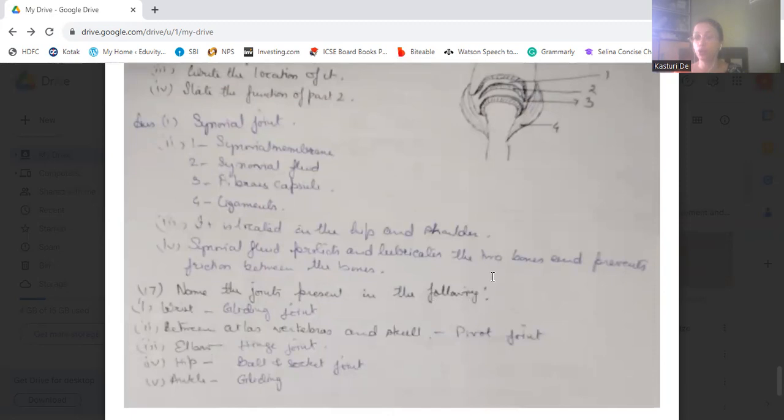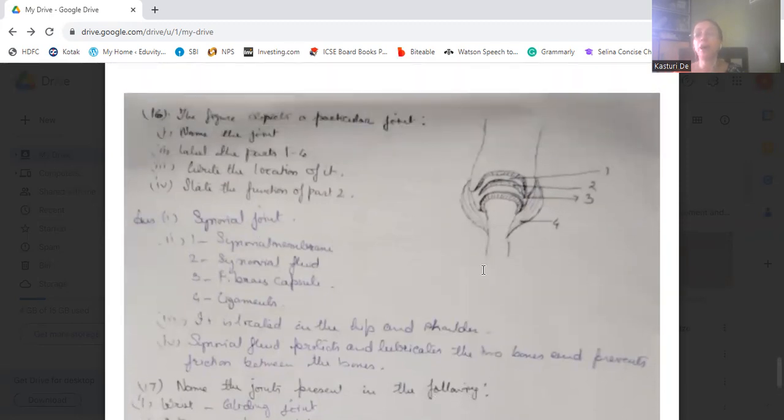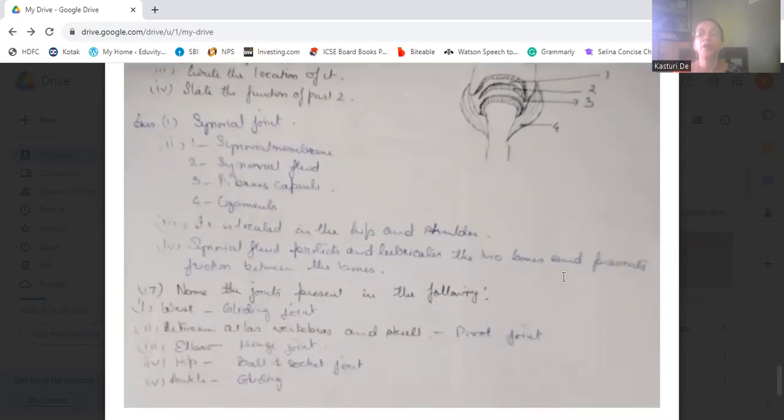First, it is a synovial joint, and this first part is the synovial membrane. Second is the synovial fluid. Third is the fibrous capsule, and the fourth is the ligament. Now it is located in the hip or the shoulder. Synovial joint is a freely movable joint. It is found in the hip and the shoulder. And the synovial fluid protects and lubricates the two bone ends, and it prevents friction between the bones.